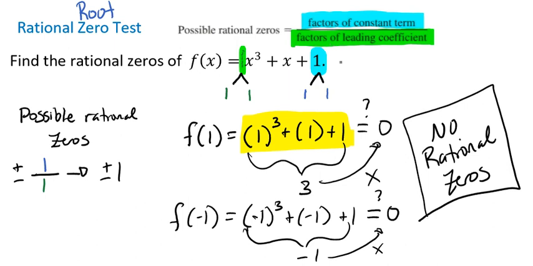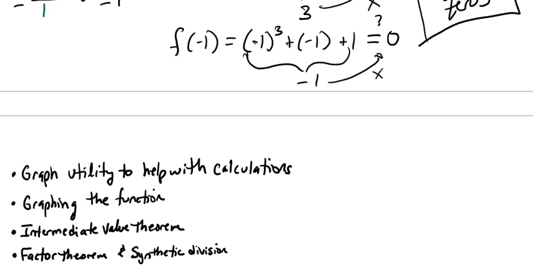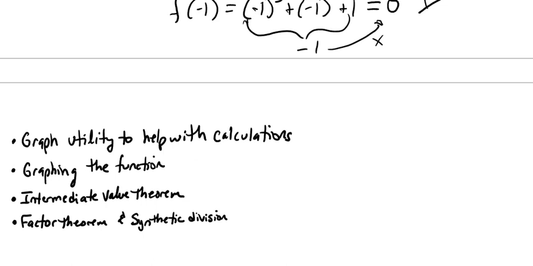So this wasn't too bad because you only had 2 numbers to plug in. But could you imagine if this number right here was a number like 24? There are tons of factors. That could be a lot of stuff to plug in. So then the question is, well, what shortcuts are there to help make it a little bit easier to know which numbers to possibly pick? And that answer is, you can use a graphing utility to help with calculations. You could graph the function. You could use the intermediate value theorem, or you could use the factor theorem and synthetic division.